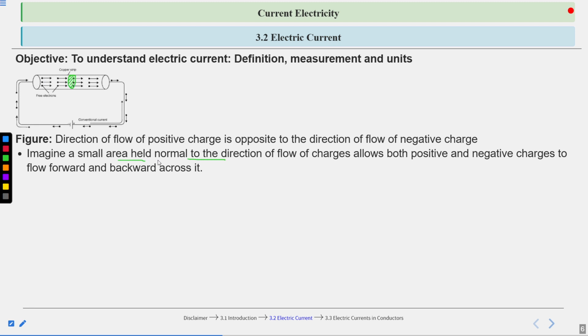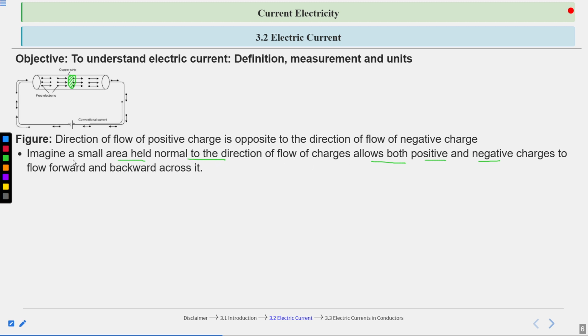So imagine a small area held normal to the direction of flow of charges, which allows both positive and negative charges. Okay, we are considering both positive and negative charges. In the case of conductors or metals, the free charges are electrons. But if there is an electrolytic solution, then there will be both positive and negative ions, due to which current flows.